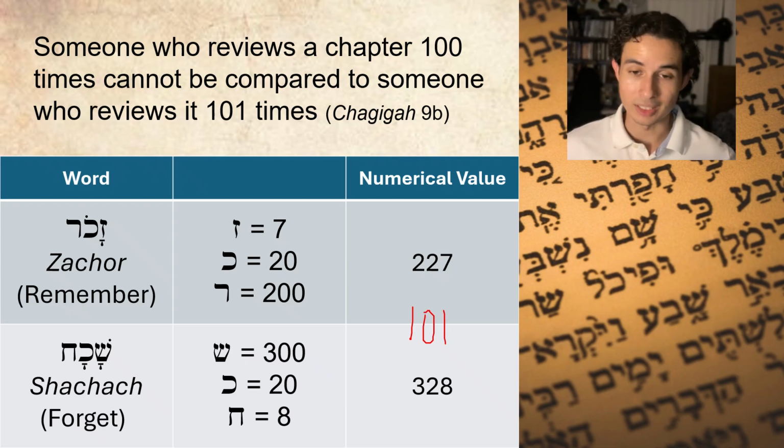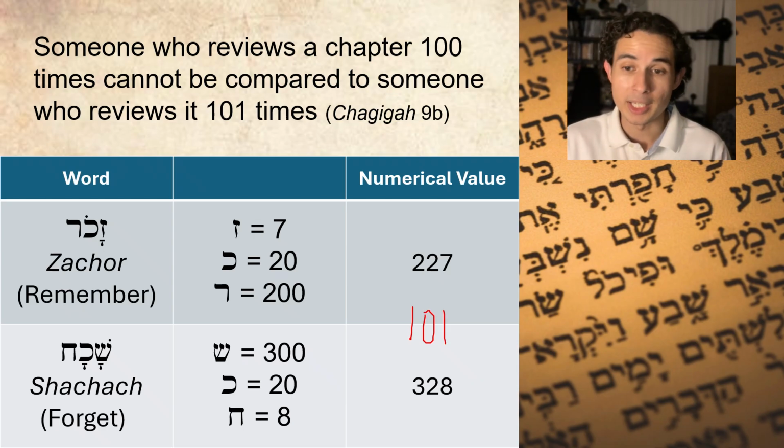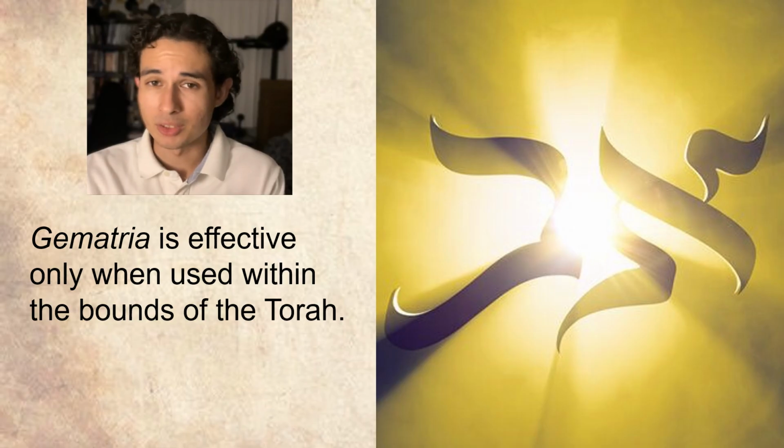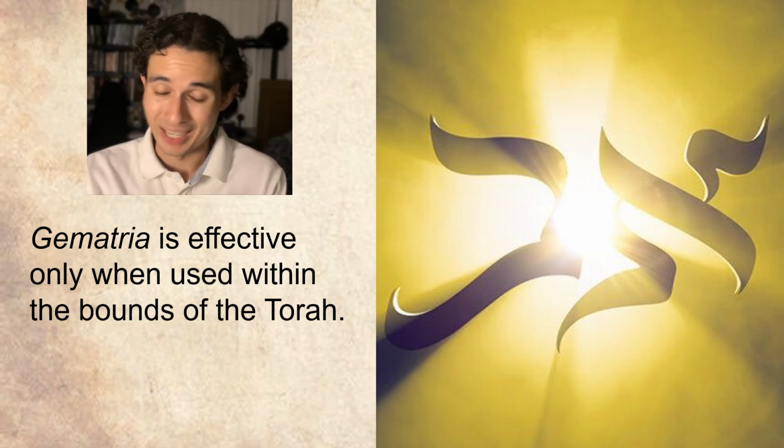The rabbis teach that each time one reviews a passage, he removes 1 degree of forgetfulness until after 101 times he has reached the level of remembering. Despite the cryptic and esoteric nature of this interpretational method, the rabbis teach that gematria is simple arithmetic. So anyone with a calculator can come up with some creative interpretations.